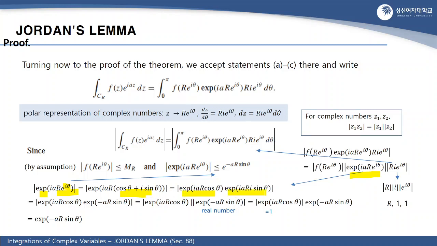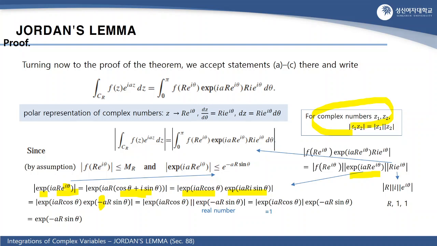this and this, because there is a plus in the middle. i is an imaginary number, so i squared is negative 1. Negative 1, which means that this second exponential becomes the exponential of negative AR times sine theta.